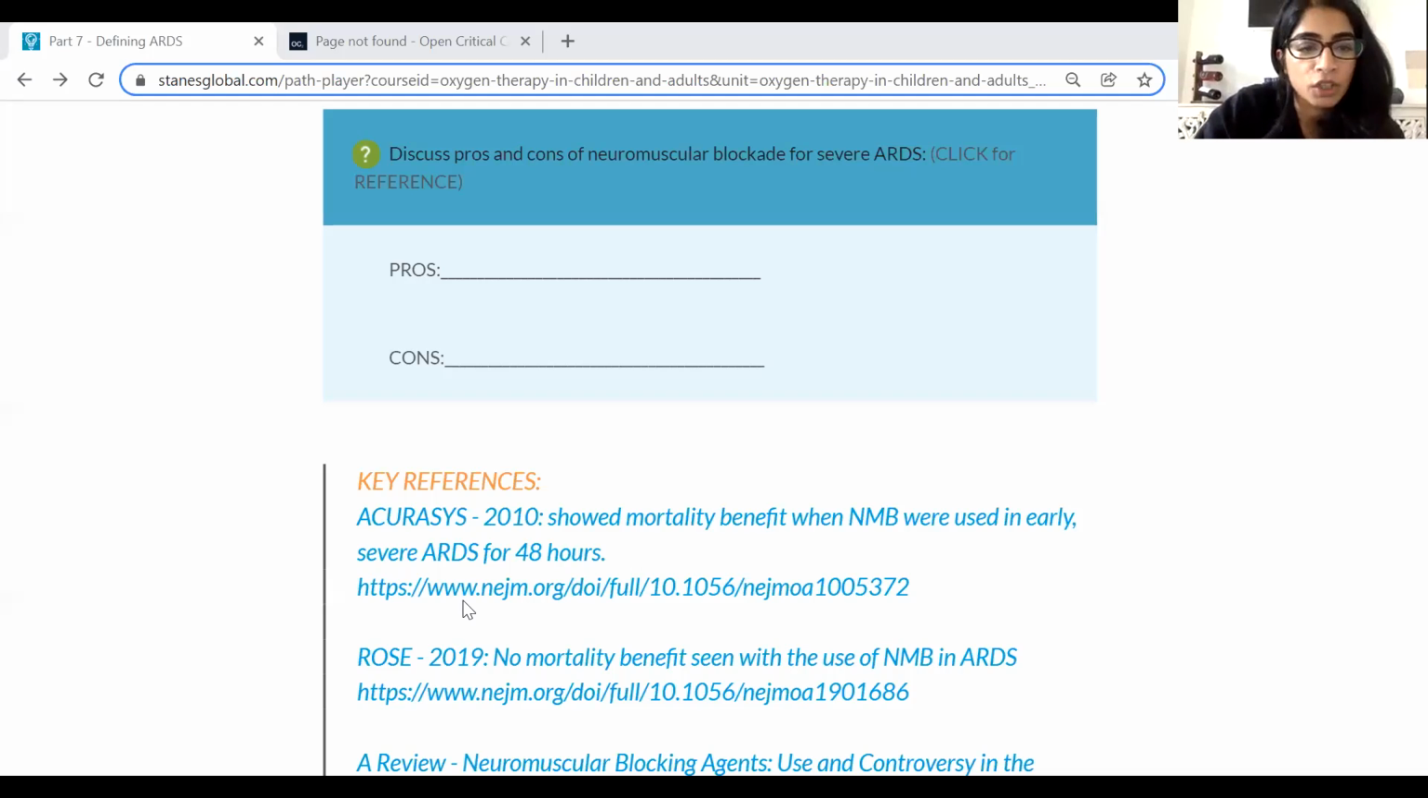Discussing pros and cons of neuromuscular blockade. So you've already talked about it a little bit, haven't you? Now, my name's Rima. I'm one of the anaesthetic and intensive care registrars working in Edinburgh in Scotland.